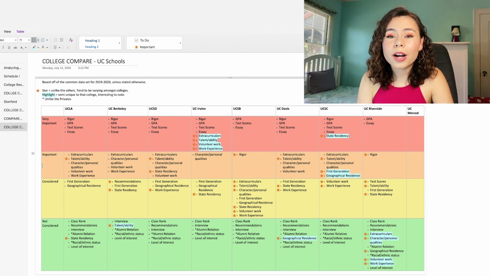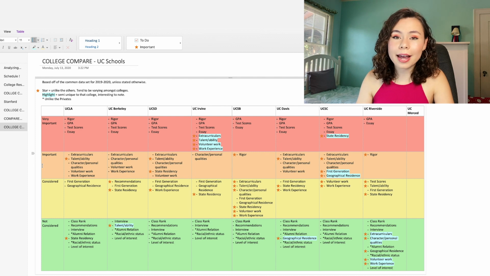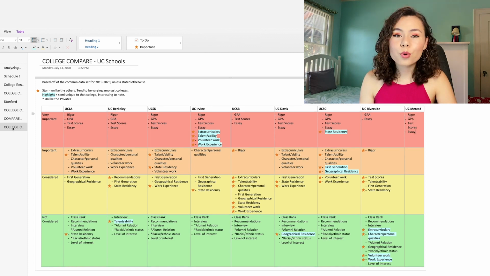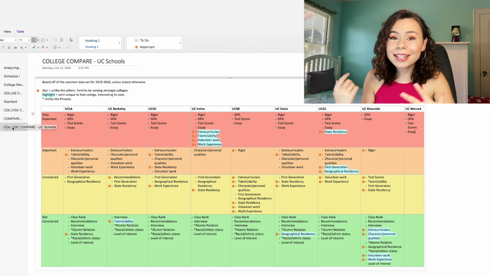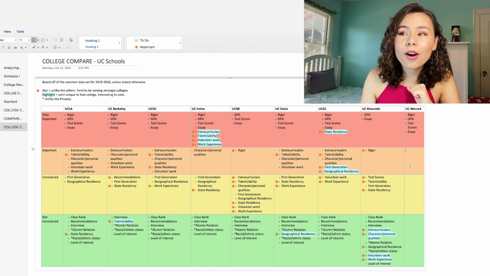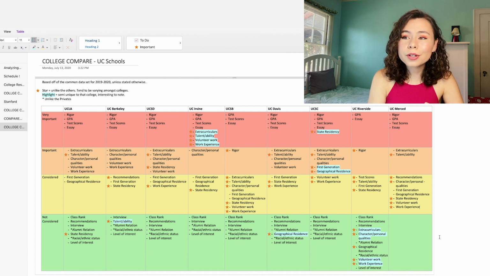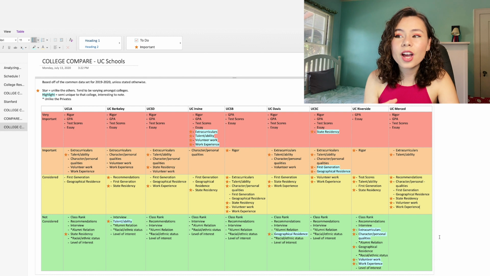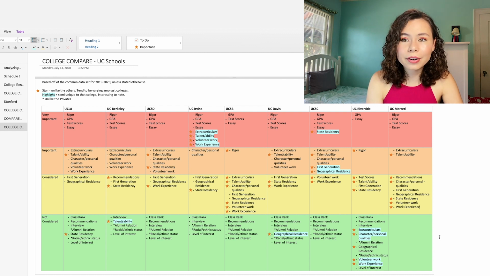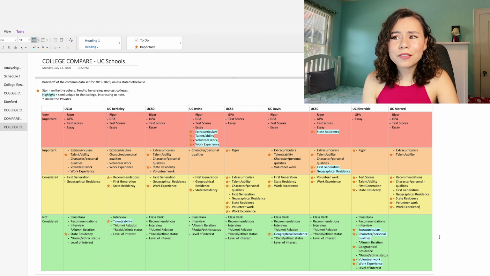So now we're going to move on to, last but not least, UC Merced. Under very important, we have rigor, GPA, test scores, and your essay. Makes sense. And then for the things that are important are your extracurriculars and talent or ability. And then under considered, we have recommendations, character or personal qualities, first generation, geographical residence, state residency, volunteer work, and work experience. As you can see, there are a lot of differences in these.